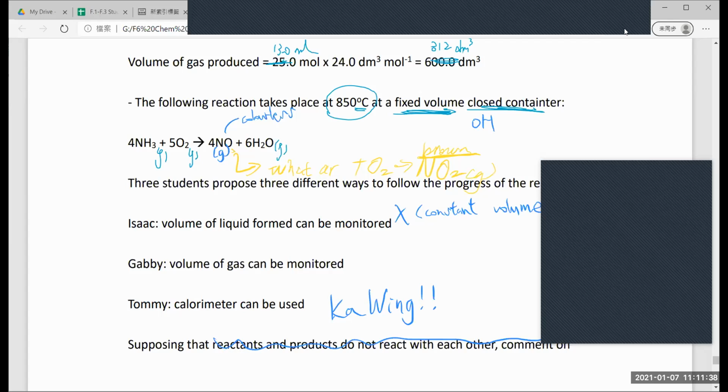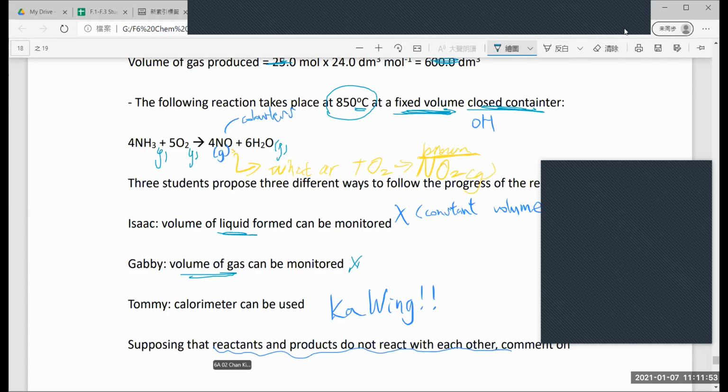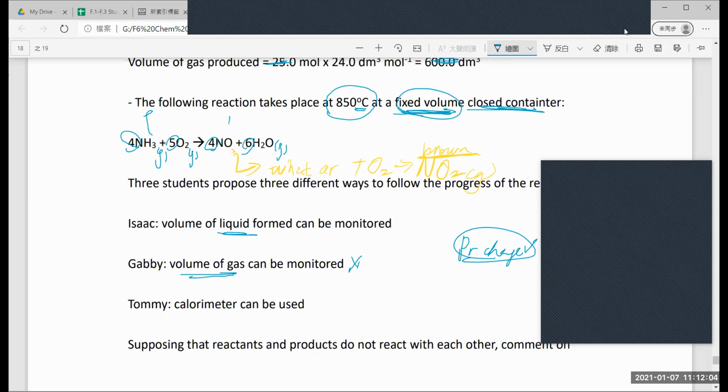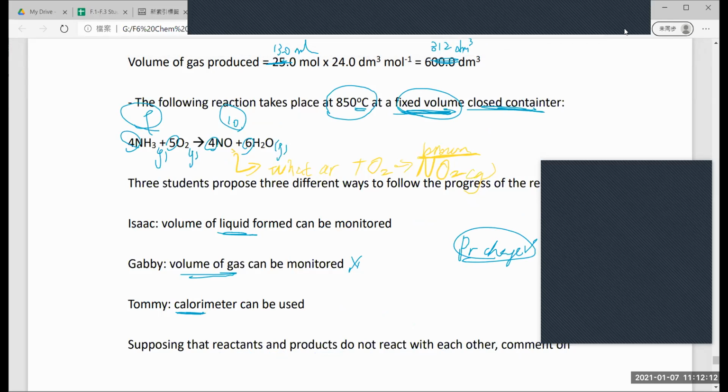So among the three methods, can the volume of liquid form be monitored? Not really, because the temperature inside is quite high. Volume of gas is not feasible because in a fixed volume closed container we cannot get it. Pressure change, yes. Because total molar is 9 versus 10, there is a little change in the total pressure of the system. How about this? What is that term? Calorimeter.